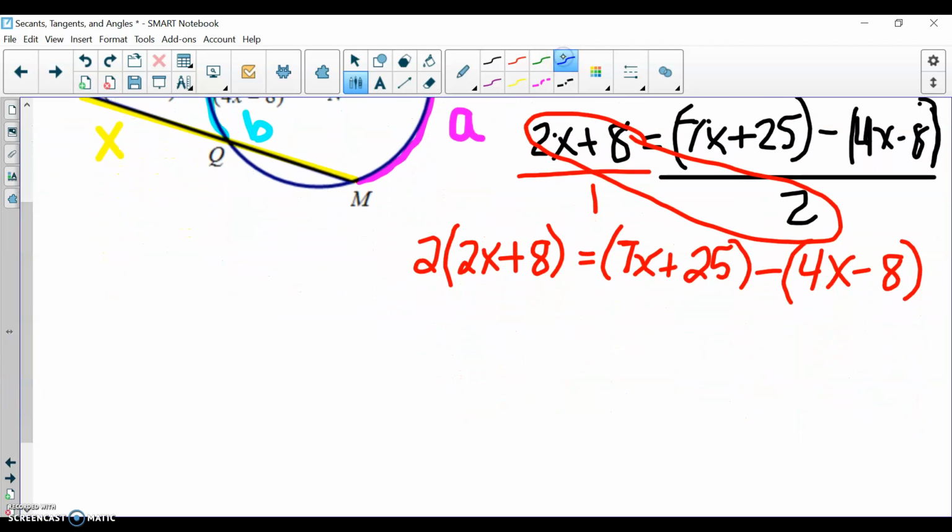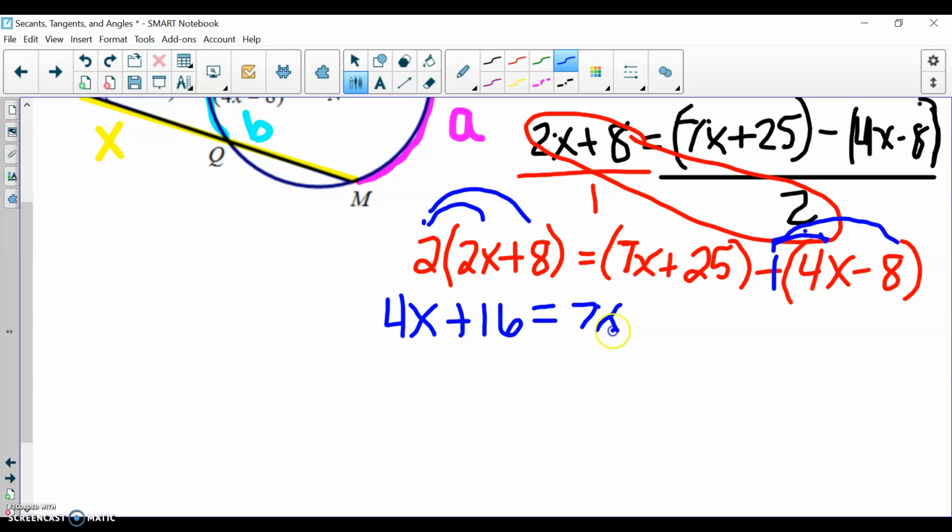So distribution here, we do need to distribute the 2 on the left-hand side, and then there is a negative, or think of it as a negative 1, that we also have to distribute on the right side here. So we'll do 2 times 2x, 4x, 2 times 8 is 16. We're going to bring down our 7x plus 25. There's nothing to distribute, so it can break out of the parentheses. Negative 1 times 4x is negative 4x, and negative 1 times negative 8 is going to give us a positive 8.